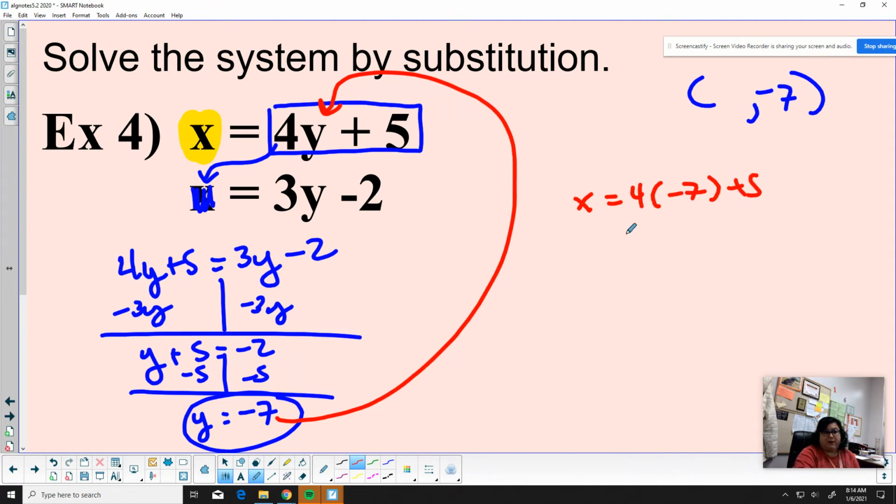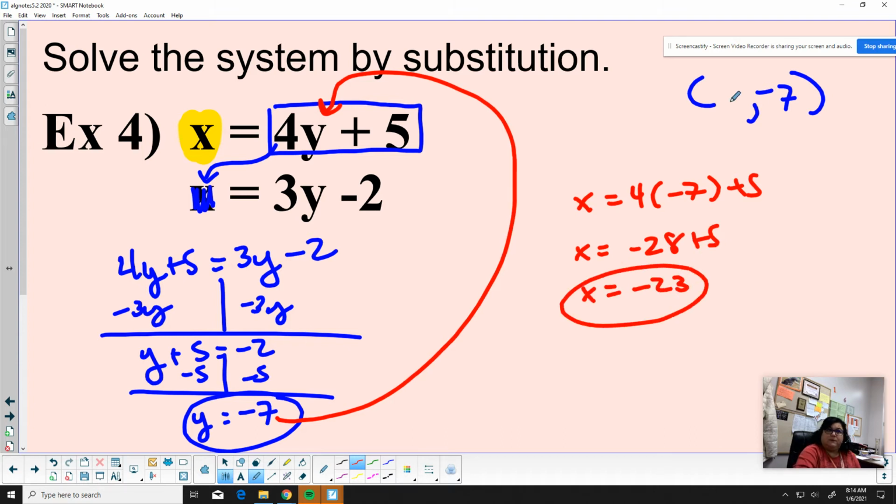And you can stick this right into Desmos. That's negative 28 plus 5, or negative 23. So my answer there is negative 23, negative 7. And again, that represents where the two lines cross.